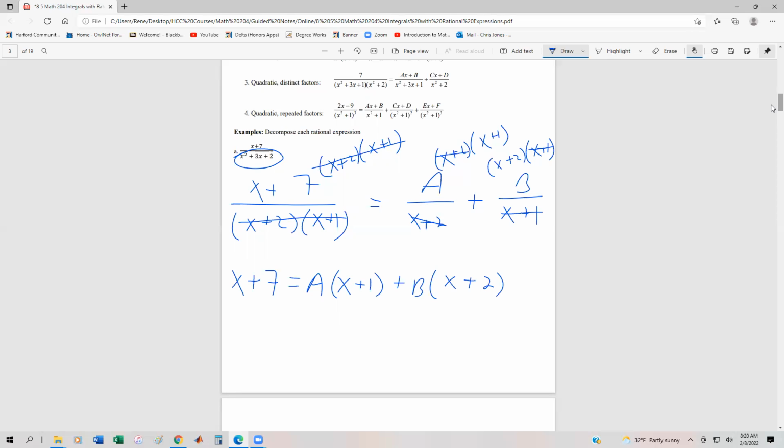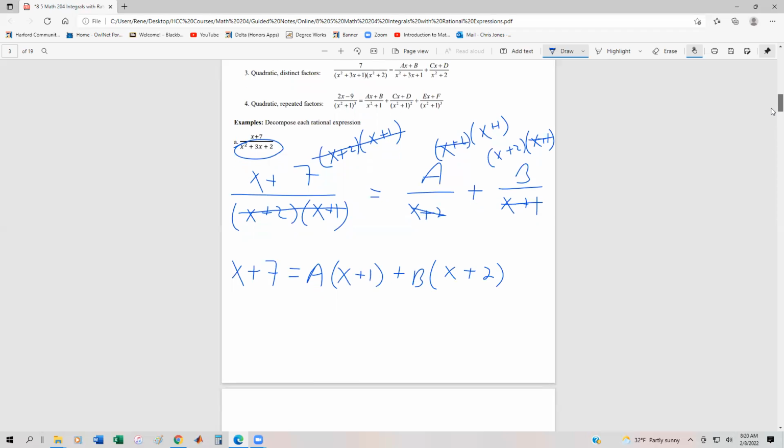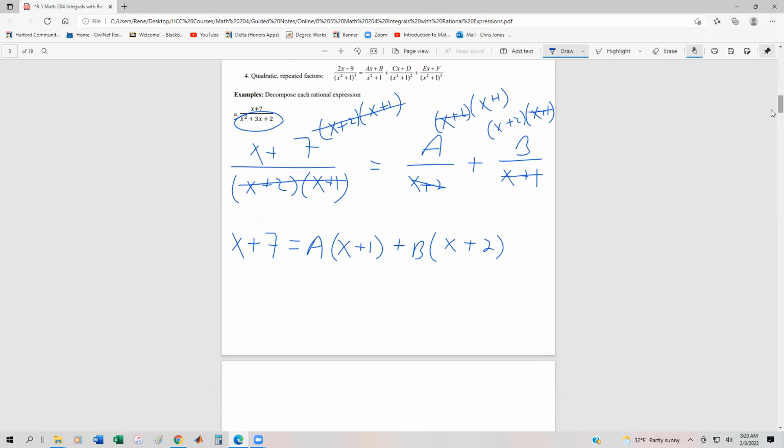Now, I can try to solve for a and b in a couple of different ways. One way is to create a system and match the powers of x on the right side with the powers of x on the left side. That's the way I'm going to do it in this video. In the next one, I'm going to use a different method.